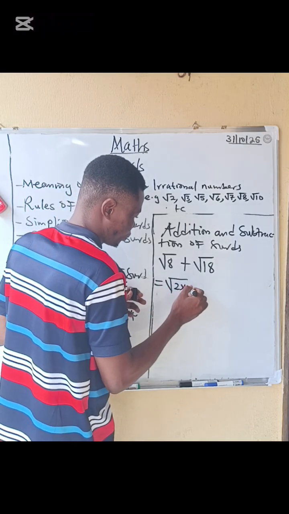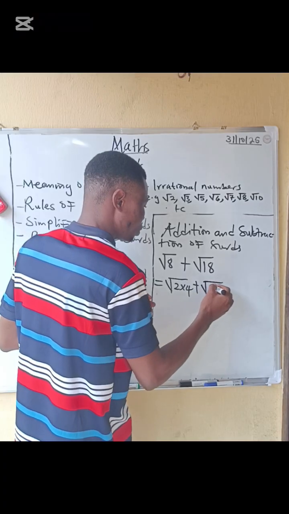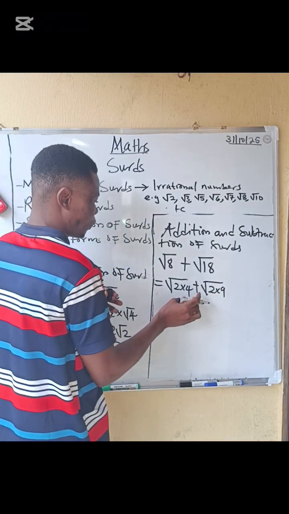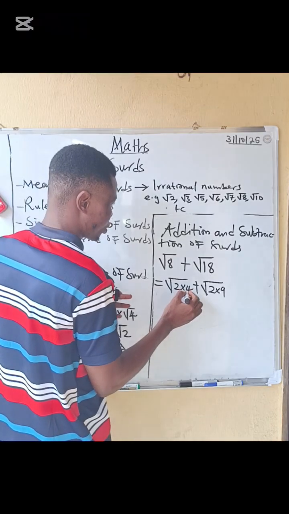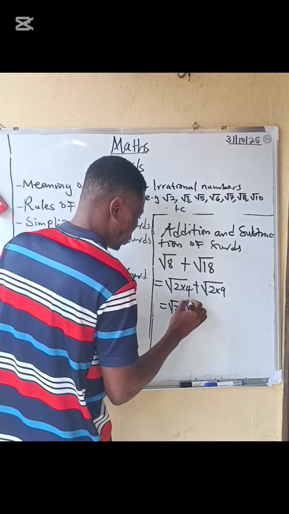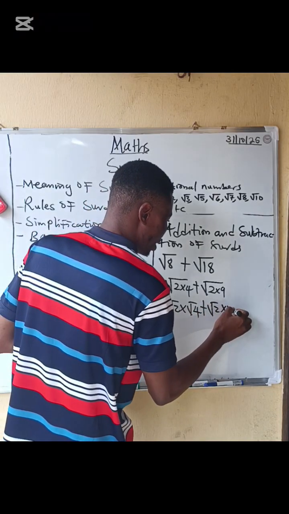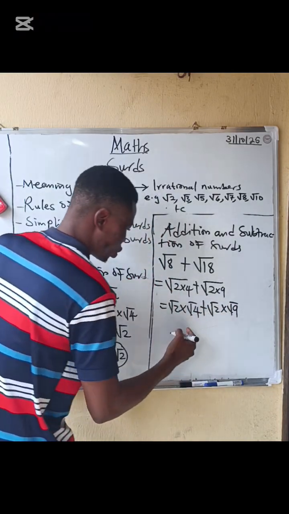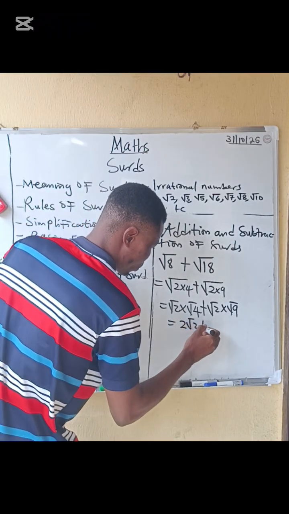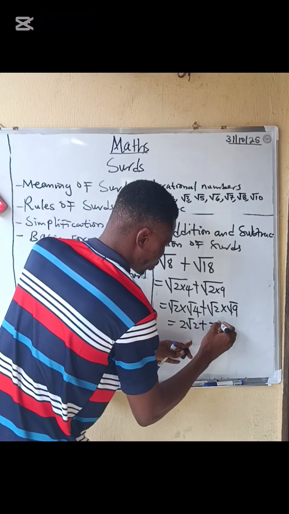2 and 4. Plus for 18 is what? 2 and 9. 2 times 9. So what next do we do? Find the square root of, remember we can split this. We can write this as root 4 multiplied by root 2 plus root 2 multiplied by root 9. So here the square root of 4 is what? That is 2 root 2, plus the square root of 9 is what? That is 3 root 2.